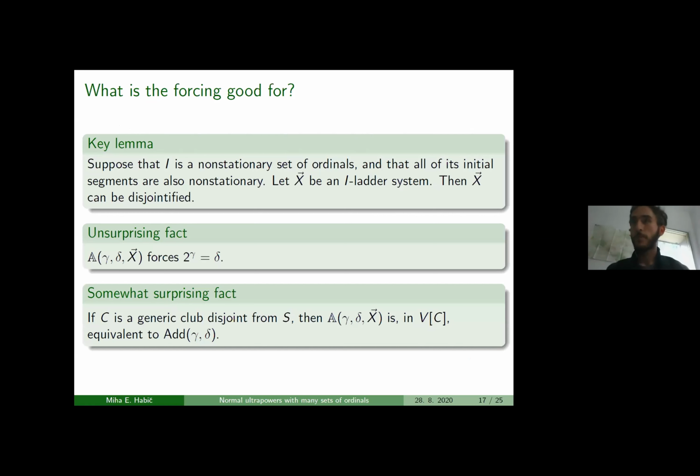Miha, could I just ask quickly? The set S in the definition of the forcing, was it meant to be stationary and non-reflecting? It is stationary and non-reflecting.